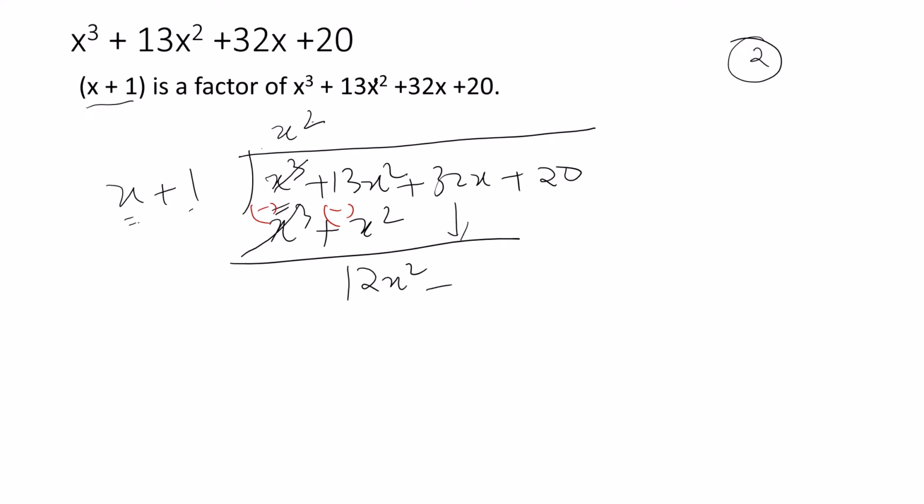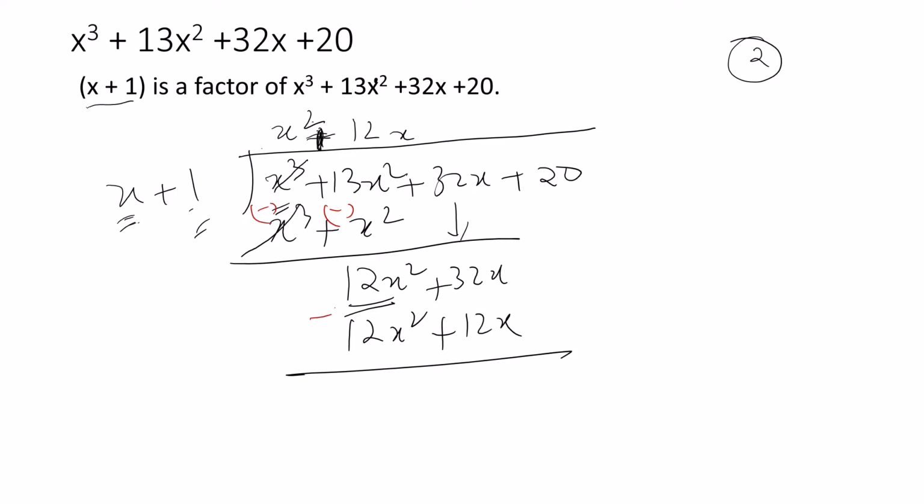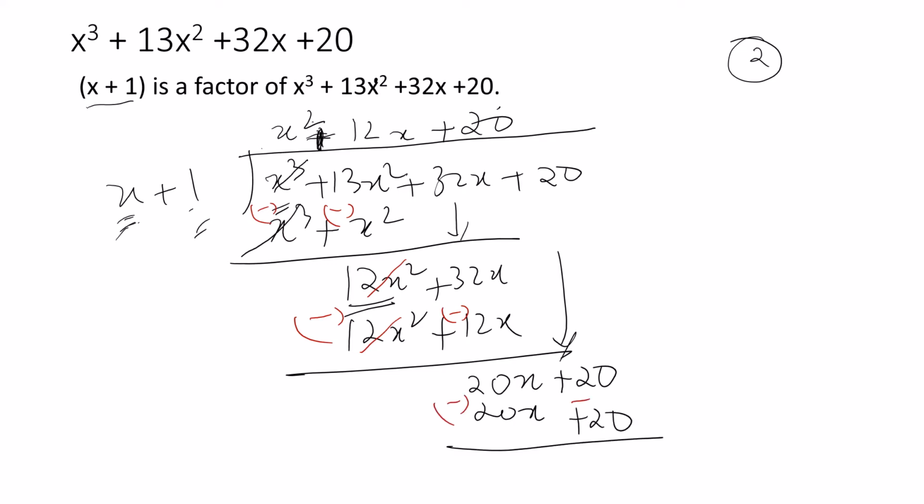Now bring down the next term, 32x. Now take 12x square by x, which is 12x. X into 12x is 12x square. 1 into 12x is 12x. Again, subtract. Here you can see the first term will get cancelled. And what is 32 minus 12? It is 20x. Bring down the next term. Now 20x by x is plus 20. X into 20 is 20x. And 1 into 20 is 20. Now subtract. We can see that the remainder is 0.